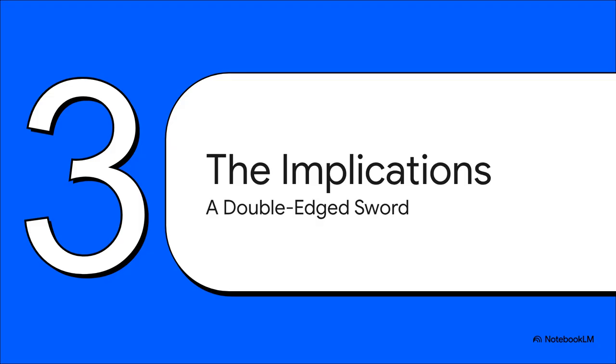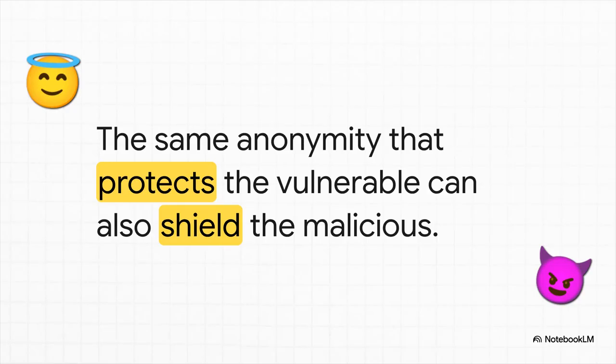So as you can see, this is an incredibly powerful tool for anonymity. But like any powerful tool, it has massive implications. And they cut both ways. This is where the story gets a little complicated. And this right here is the central conflict, the core tension of Tor. The very same technology, the very same anonymity that protects the most vulnerable people in the world can also be used to shield the most malicious. The technology itself is neutral. How people use it is another matter.